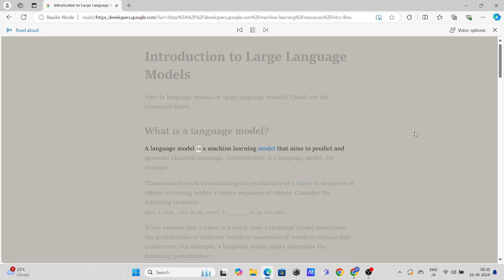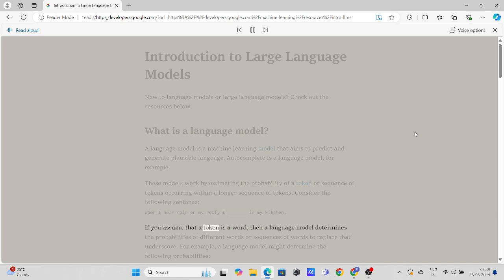A language model is a machine learning model that aims to predict and generate plausible language. Autocomplete is a language model, for example. These models work by estimating the probability of a token or sequence of tokens occurring within a longer sequence of tokens. Consider the following sentence. When I hear rain on my roof, I ____ in my kitchen.